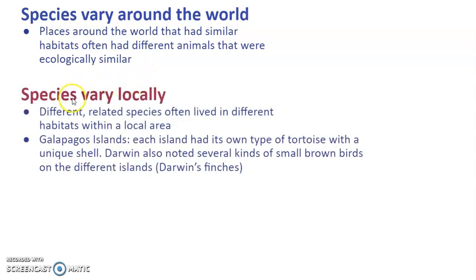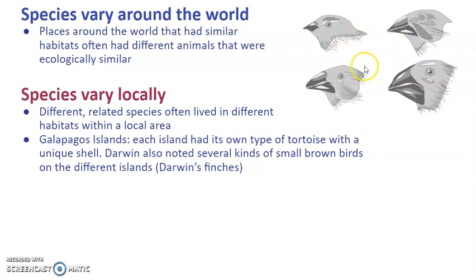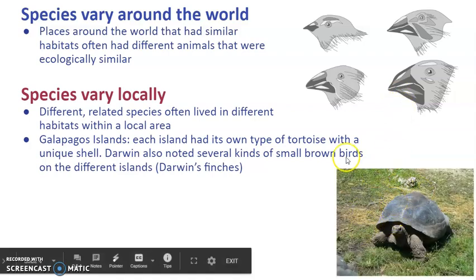He also noticed that species varied locally. This is a good example of what he saw in the Galapagos Islands. The Galapagos Islands are very close to each other, but each island is slightly different in habitat. Some are drier, some are rockier. And so various species on each island, even though they're very closely related, look different or have different adaptations because of that particular island. The two most famous examples are the finches that have different beaks depending on which island, and there are different tortoises on each island.